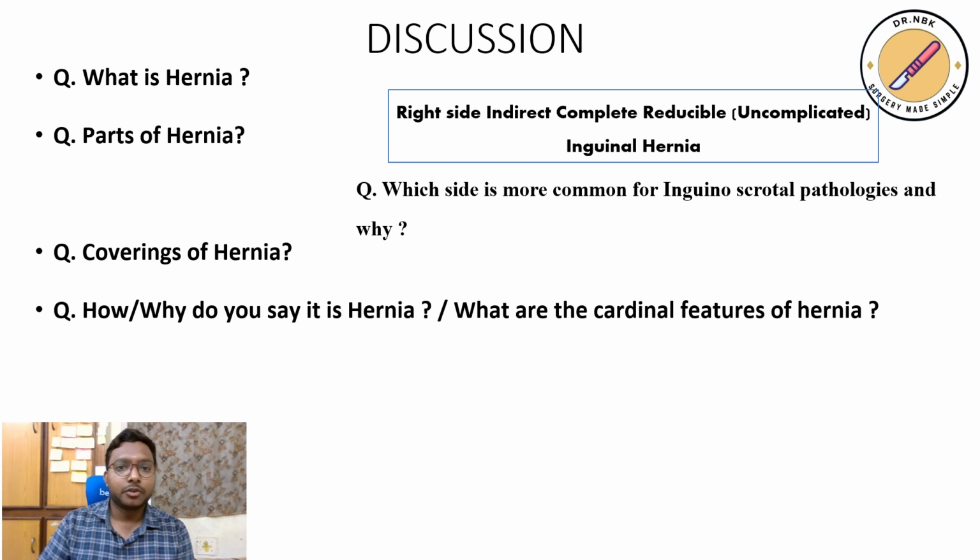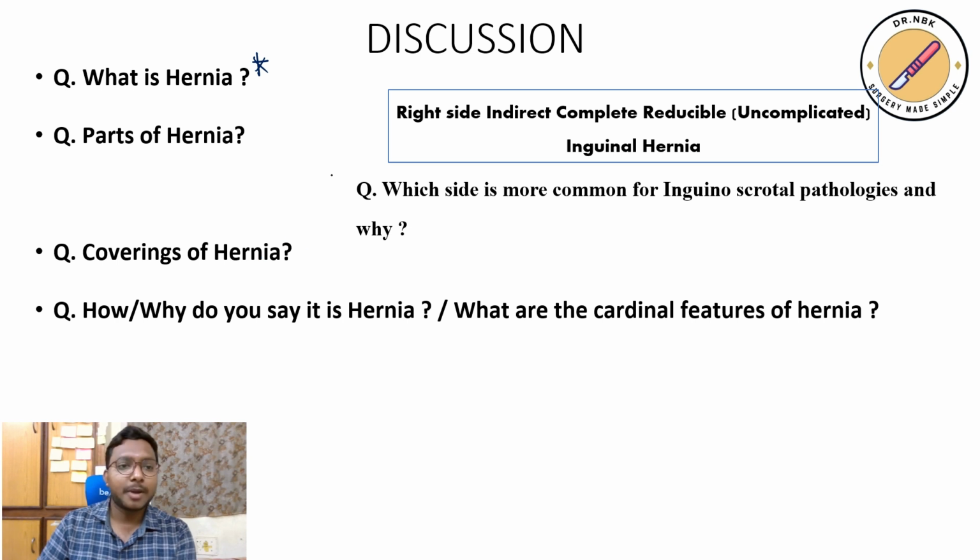Okay, right. So we'll just look at a few important questions in the discussion part. It is a must to learn the definition of hernia. I have discussed this in the first episode of groin swelling. So hernia is defined as an abnormal protrusion of a whole or a part of viscus through a normal or an abnormal opening in the wall that contains it.